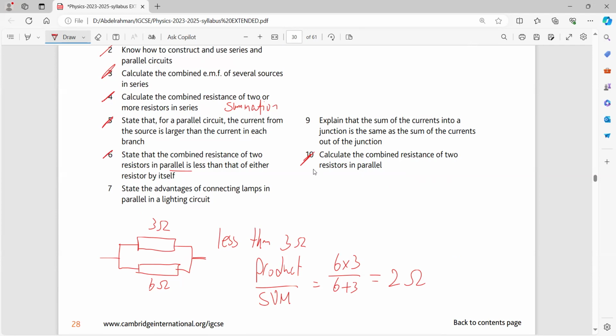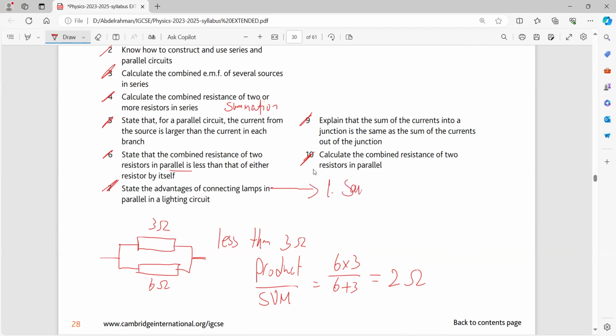Explain that the sum of currents entering a junction is the same as the sum of currents leaving the junction. We did that in the parallel circuit above. State the advantages of connecting lamps in parallel. We know the advantages. So we have 3 advantages. What are they?